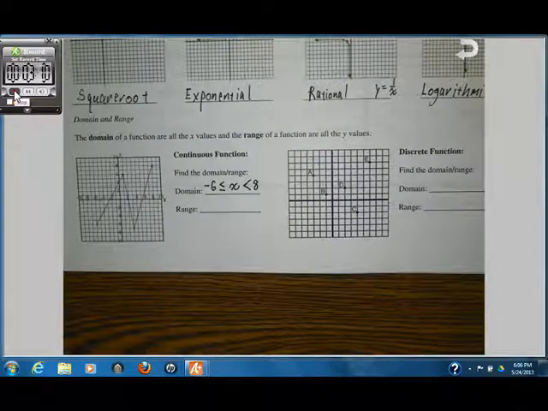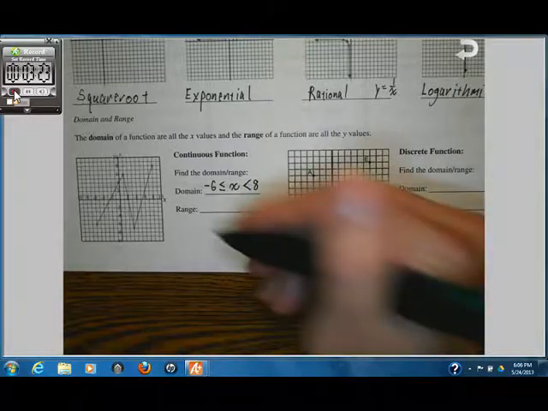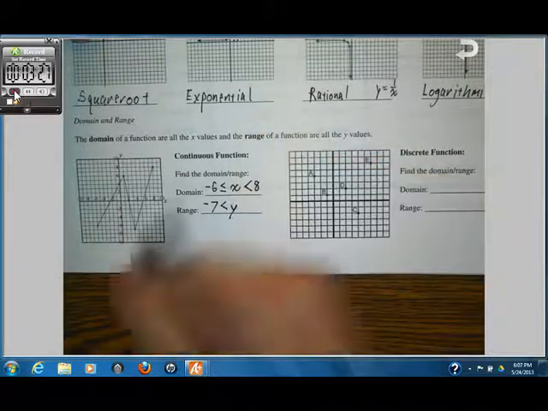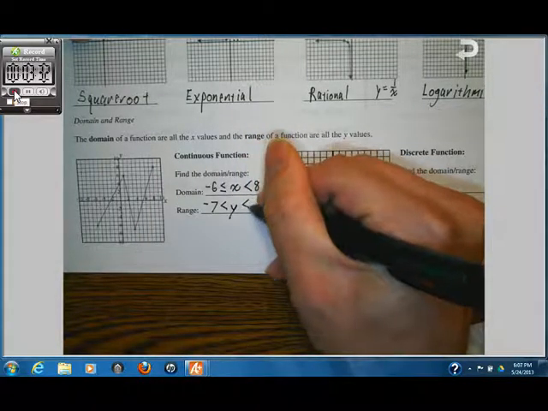A similar circumstance you'll find in the range. The range is from bottom to top. So the lowest point is an open dot at -7, which is less than y, and the highest point is +8, which again is an open dot. So that's how you do continuous functions.